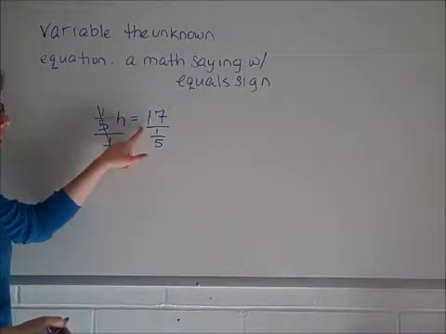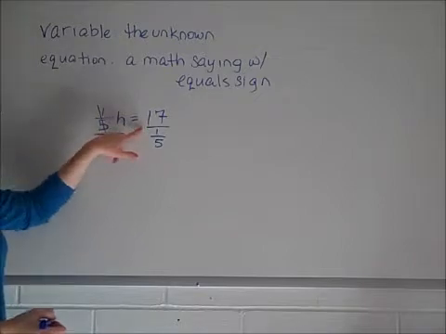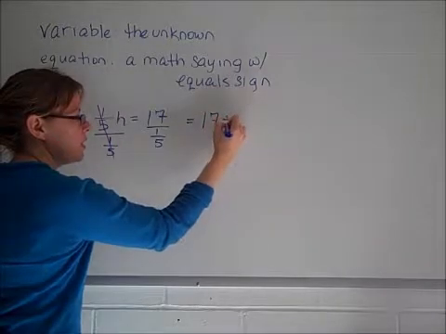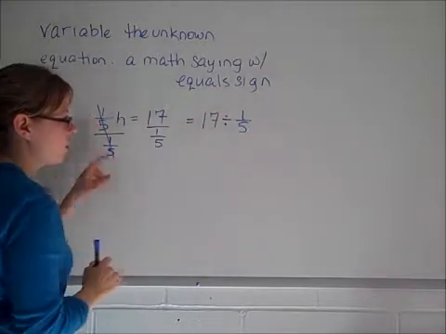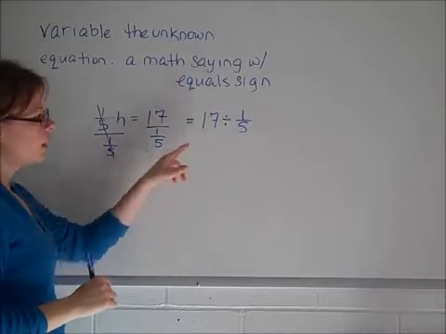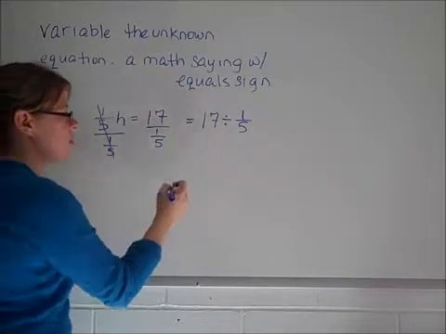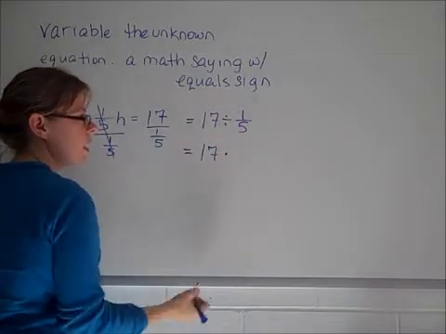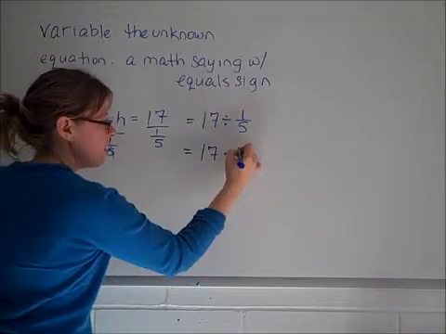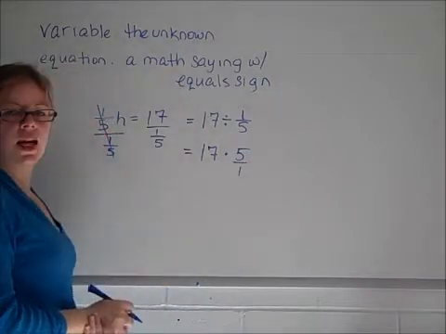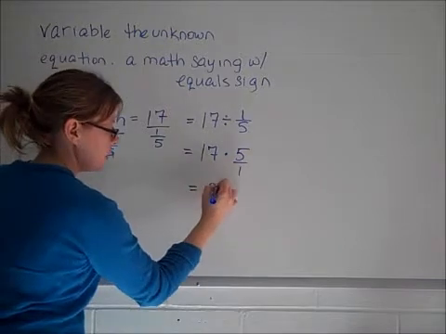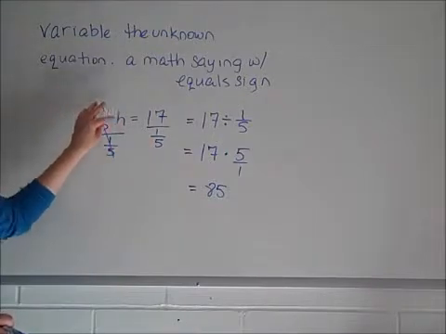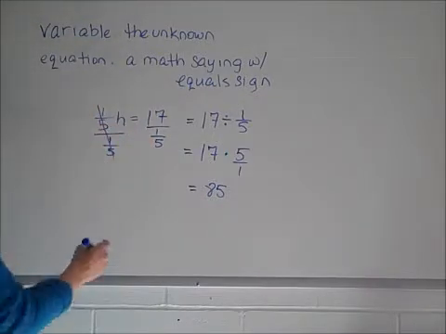Now this side is a little trickier. Remember that this fraction bar means divided by. So I can rewrite this problem as 17 divided by 1/5. Those two are equivalent expressions. Dividing by a fraction means the same thing as multiplying by the reciprocal. So I'm going to change my division to multiplication. I'm going to change 1 over 5 to 5 over 1. 17 times 5 equals 85. And again, I can plug that back in and check. 1/5 of 85 is 17.